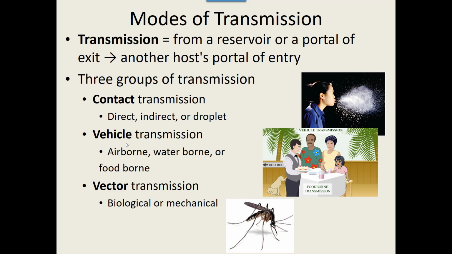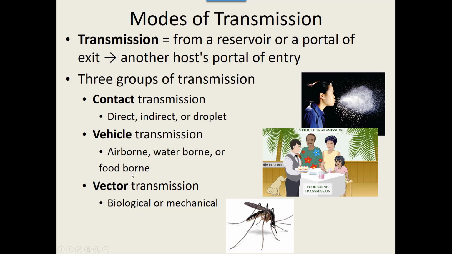Now, these two ways are considered non-communicable because they're not going directly from person to person. The contact transmission is communicable. It's still going from host to host. Whether it's direct, indirect, or droplet, it's still transmitting from host to host. But people can get sick by drinking contaminated water or eating contaminated food, and it's not going directly from person to person.